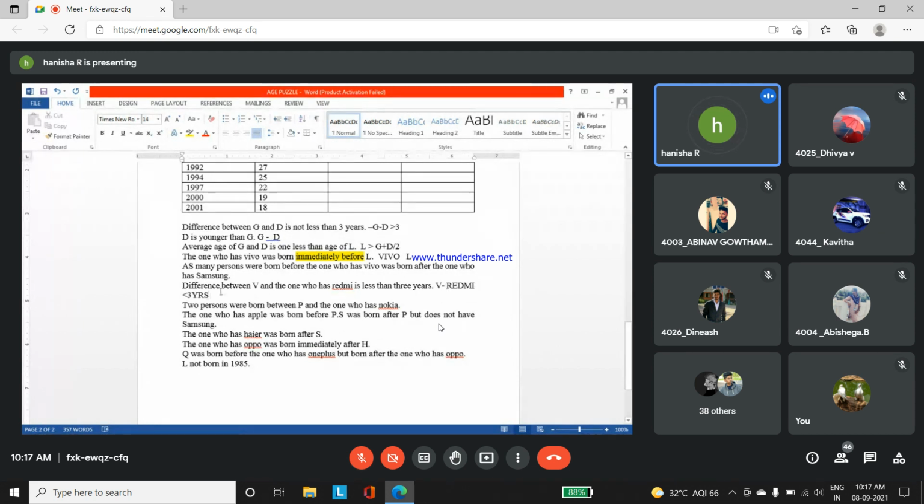Okay, and the difference between me and the one who has Redmi is less than 3 years. 2 persons were born between P and the one who has Nokia. So between P you have 2 persons and then you have Nokia.